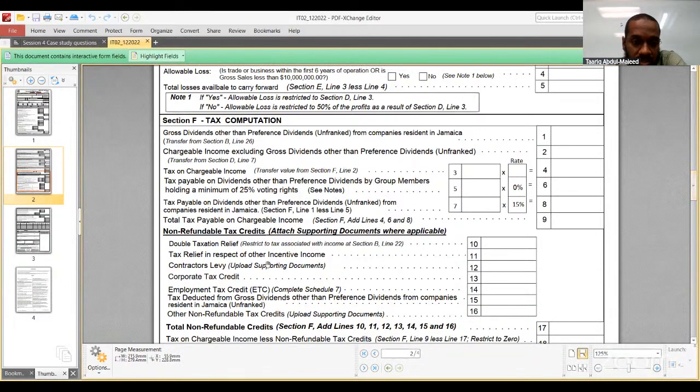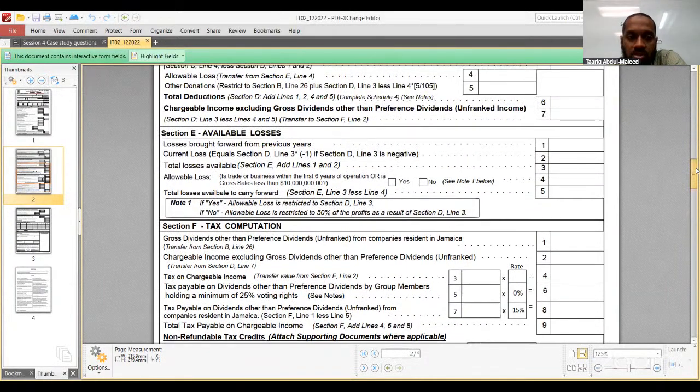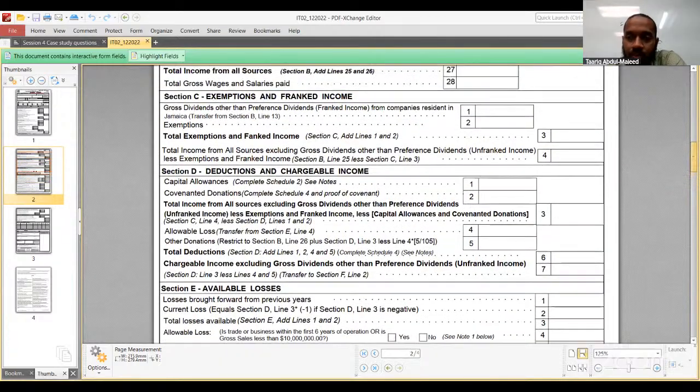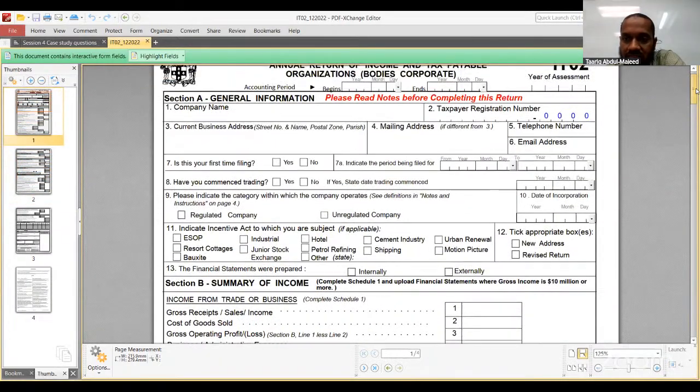So questions are asked about contractor levy, so those are there. Corporate tax credit, that's automatic. The ETC, you'll have to fill out what I call a Schedule 7, which is actually in the online format. So you can use these forms to look and see what information is necessary. That's the reason why I send these forms.